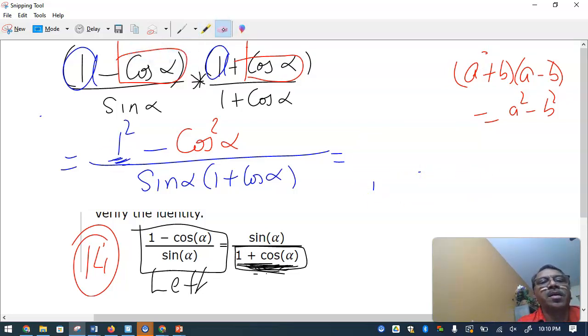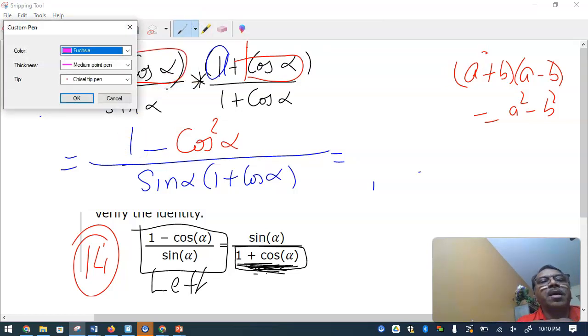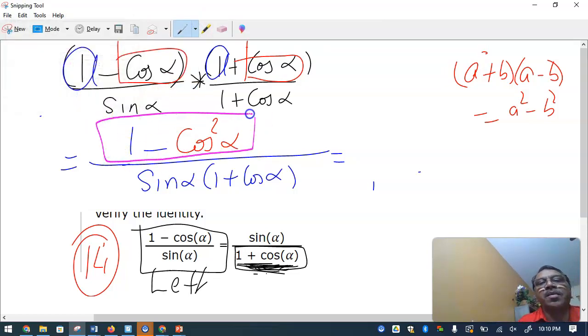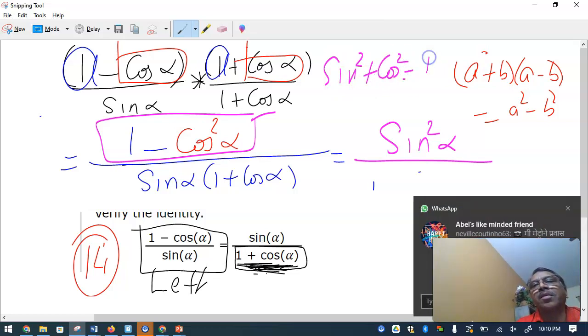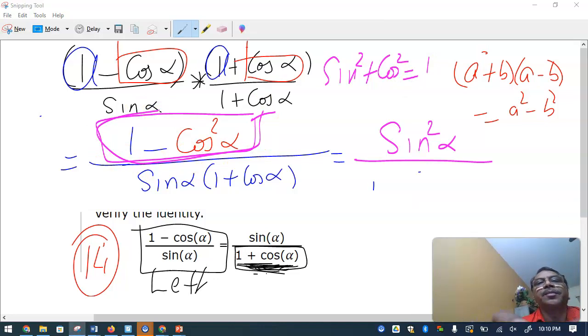1 squared is 1, so I can replace this by 1. But then we have this as 1 minus cosine squared. That turns out to be sine squared alpha because of the Pythagorean identity: sine squared plus cosine squared is 1. So this also is true. Therefore, the bottom part stays the same, sine of alpha.